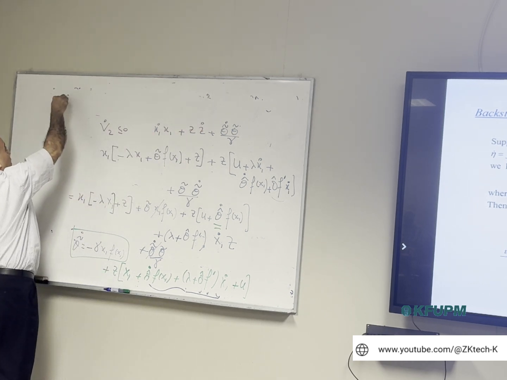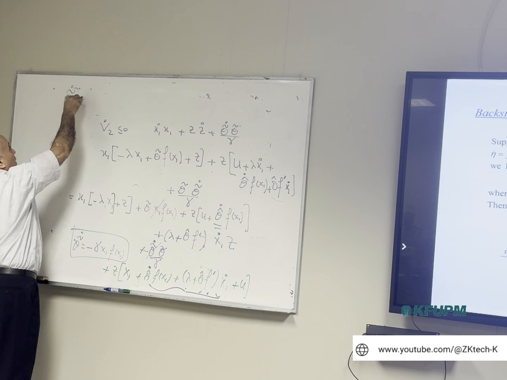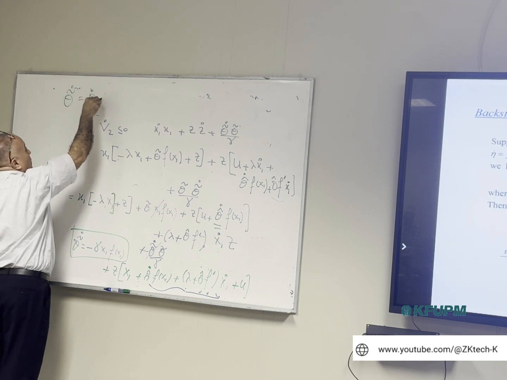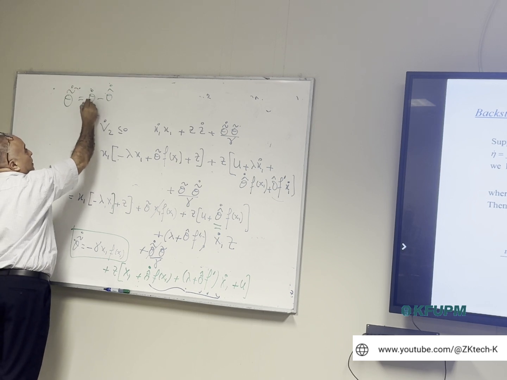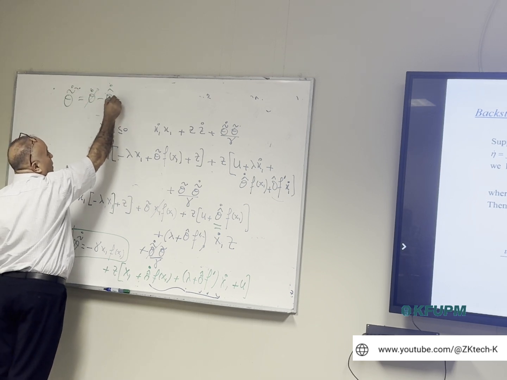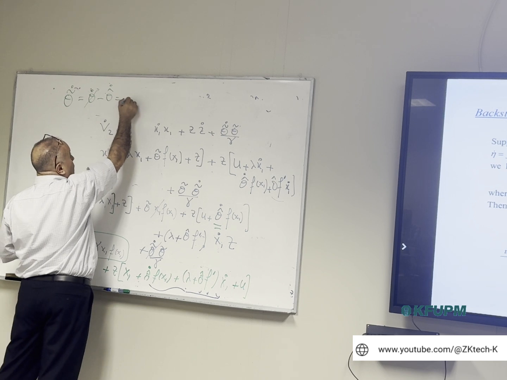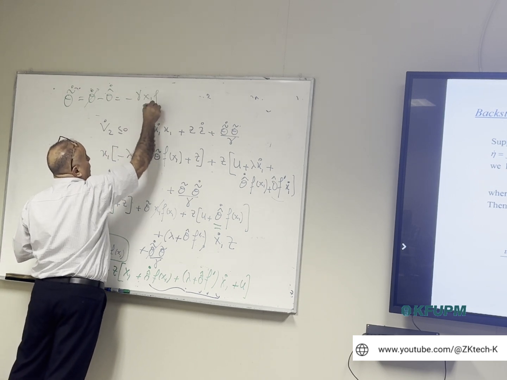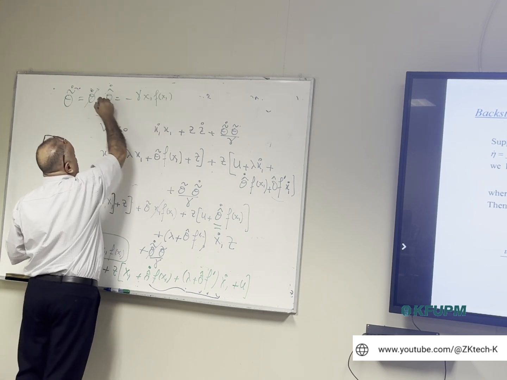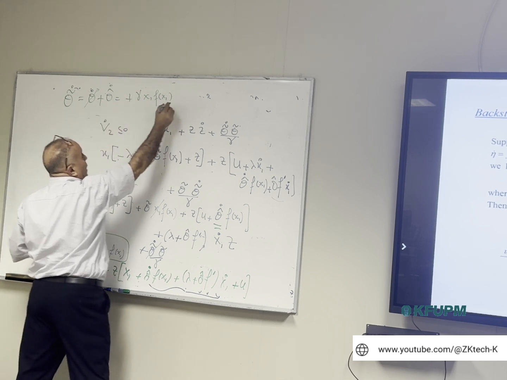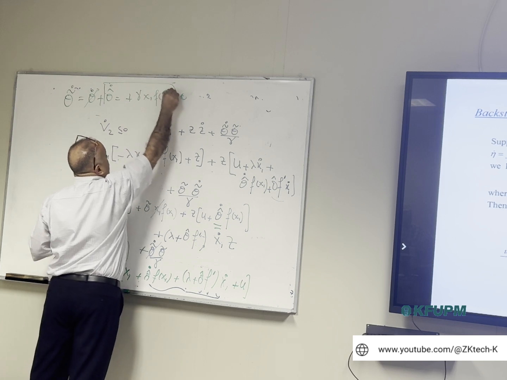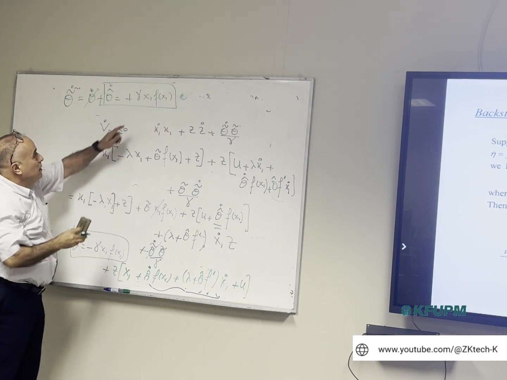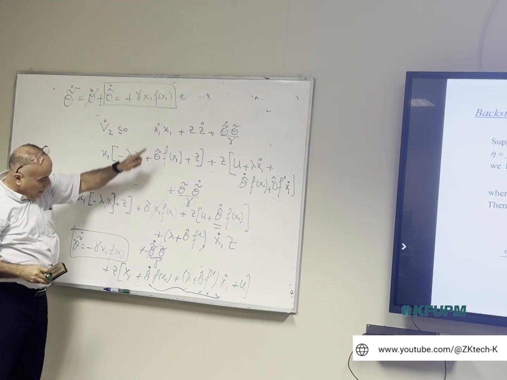I know that theta tilde prime is basically theta prime minus theta hat prime. We said that theta changes very slowly, so theta prime is almost zero. So this is equal to minus gamma x1 f of x1, which implies that theta hat prime is equal to this. And I take this value of the function and plug it here.